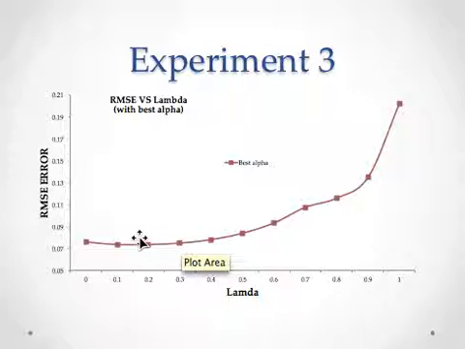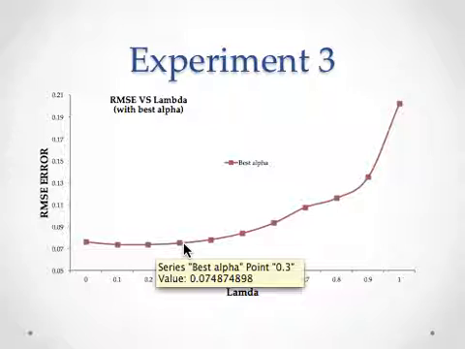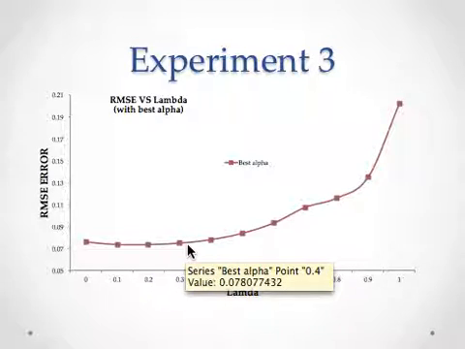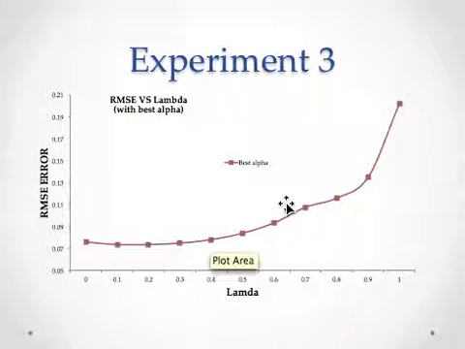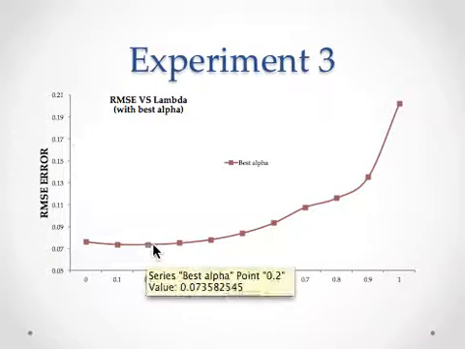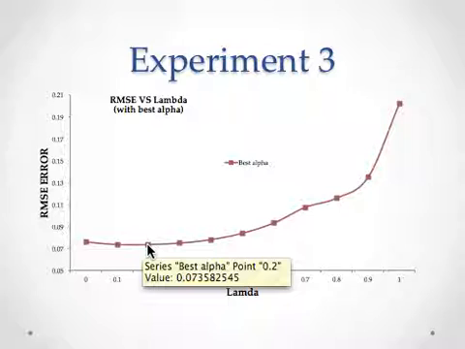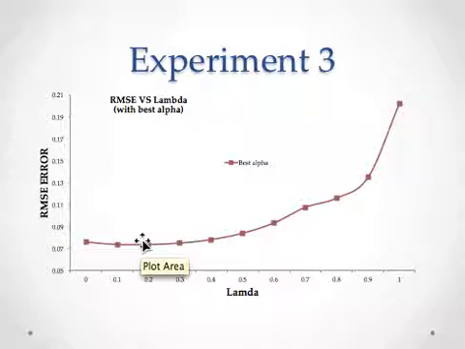The third experiment flows from the first two. Here I've produced the RMSE for the best alpha at each lambda. The lowest value for the root mean square error here is at lambda 0.2. This is in contrast to 0.0 in the first experiment.